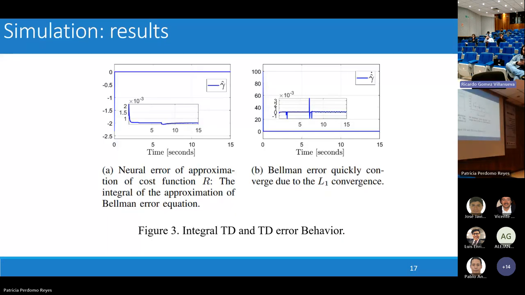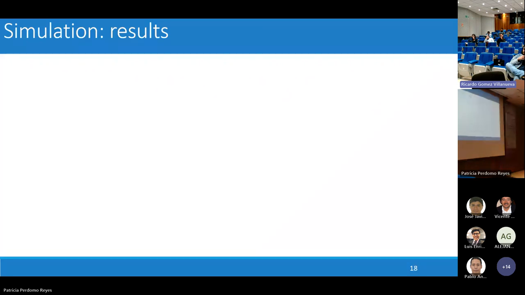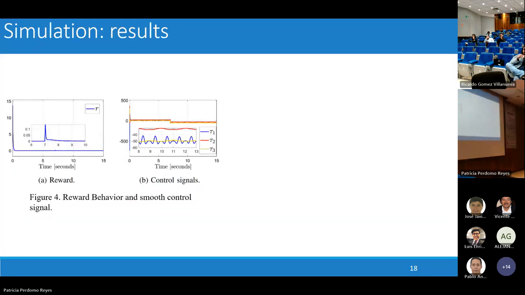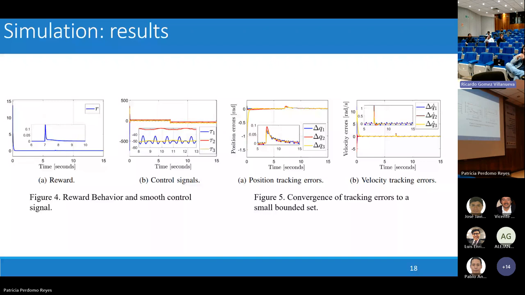Also, here we have the integral temporal difference error and the temporal difference error that converge very quickly to the origin, as we stated in the first Lyapunov function that we presented. Also, we have the reward and the control signal that are smooth. And here we can see the effect of the disturbance, but the controller managed to compensate the disturbance.